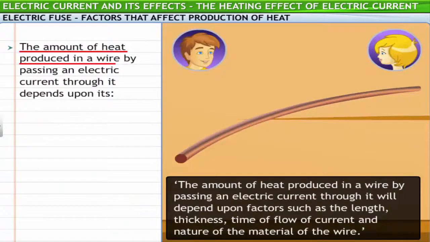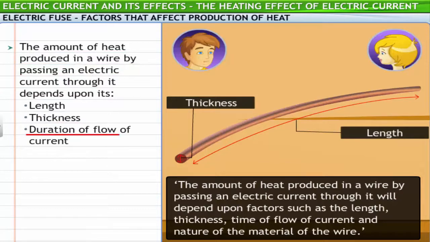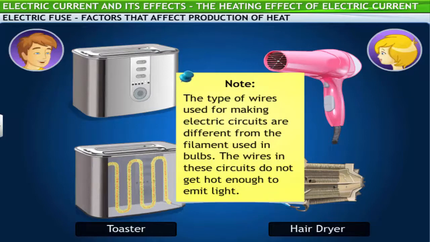The amount of heat produced in a wire on passing an electric current will depend upon factors such as the length, thickness, duration of flow of current, and the material of the wire. For example, the amount of heat that is required to be produced in a hair dryer is much less than the heat that needs to be produced in an electric toaster. Thus, both these appliances have different elements made according to their needs. So, depending upon the amount of heat that needs to be produced, the length, thickness, and the material of the wire in elements vary.